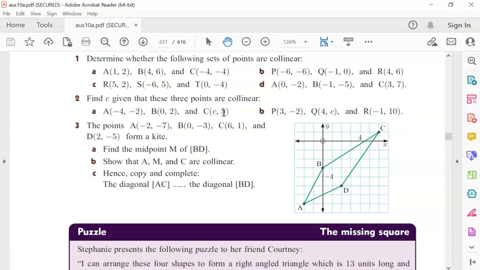Capiche? So just like that question we did before, you will work out AB, you'll get the slope. Then you'll work out, you could either go BC or AC, and hey, they have to equal each other. I'm going to leave it up to you.